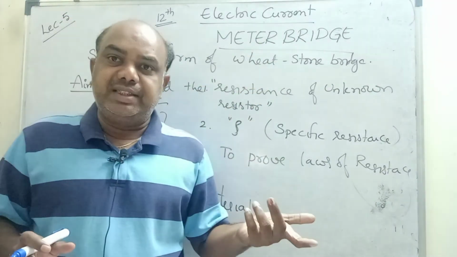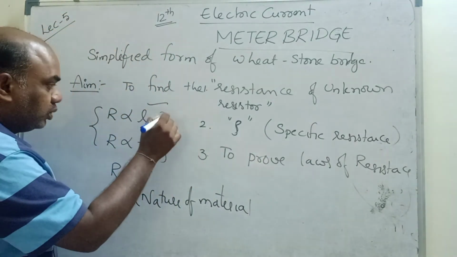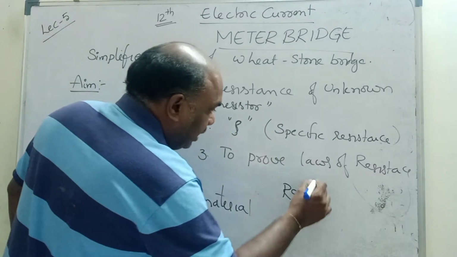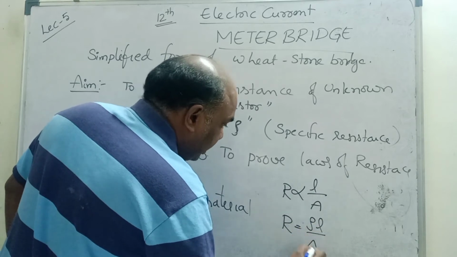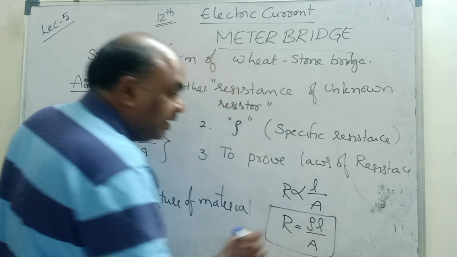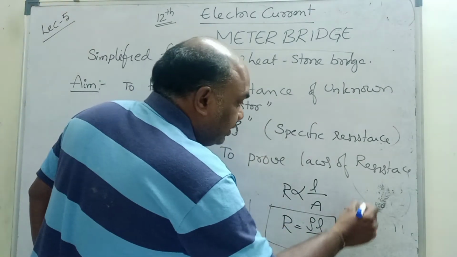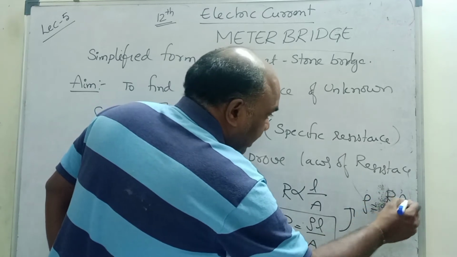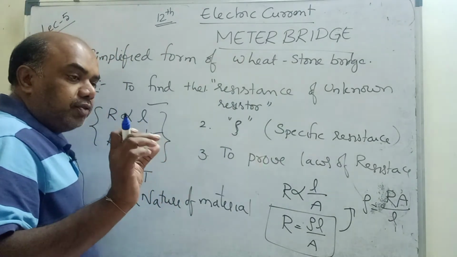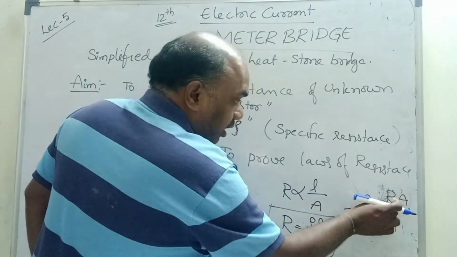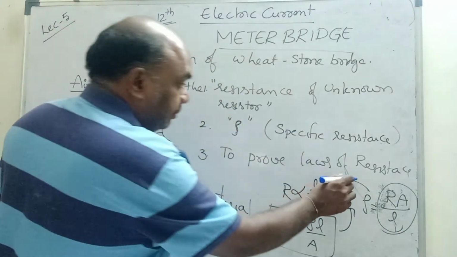Number 2, specific resistance. What is specific resistance? If you combine these two, R is proportional to L by A. If you remove proportionality, you will get one constant, R equals rho L by A. Here rho is called resistivity or specific resistance. This rho value you can also find from this. Rho is equal to R A by L. L is the length of the conductor, A is the area of cross section of the conductor, that means thickness, R is resistance. If you know these three values, directly you can find the resistivity.